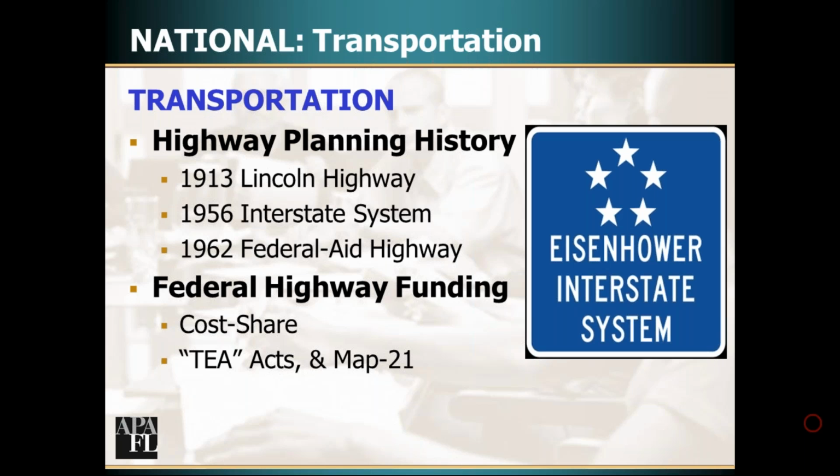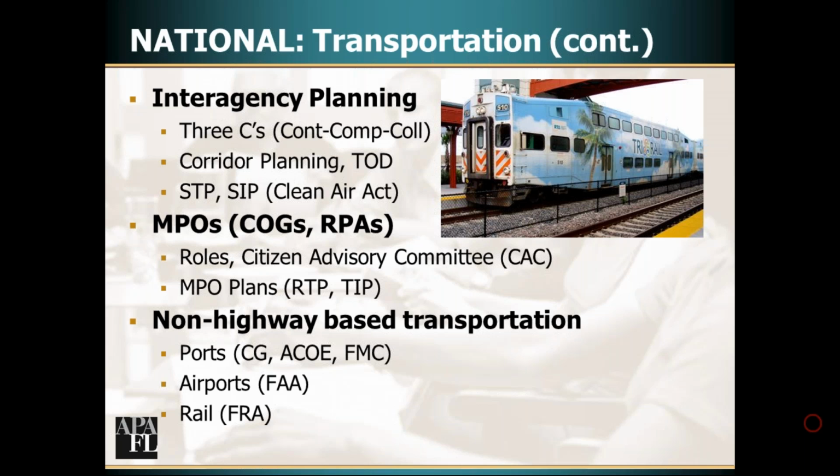Then they've had other federal aid to highway acts, '62 and others, and we've now got all the different T-Acts, ISTEA, Safety-Lu, and so on. So they can do it through highway funding and cost sharing. In transportation, they also do interagency planning. They have their 3 Cs: continuing, comprehensive, I can never remember. And then corridor planning, TODs, and through the Clean Air Act they have the state transportation plan and the state implementation plan for the Clean Air Act.